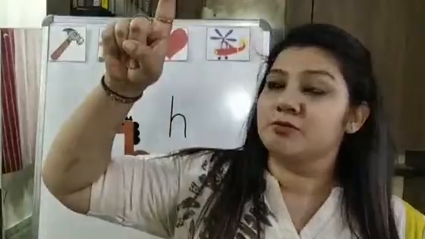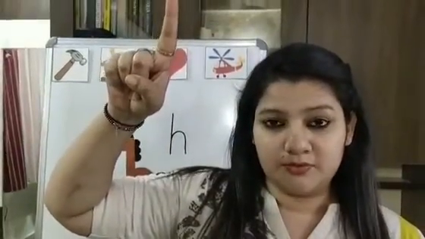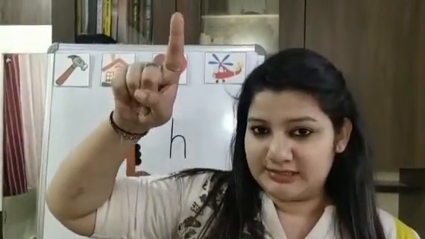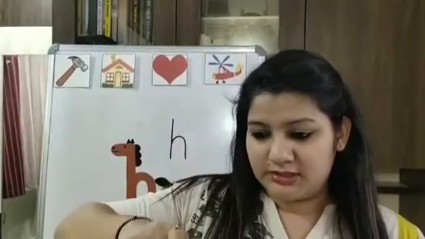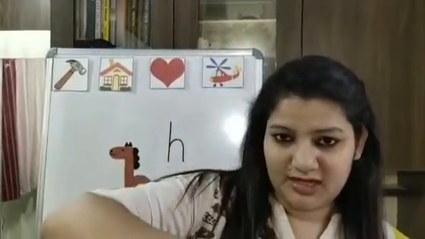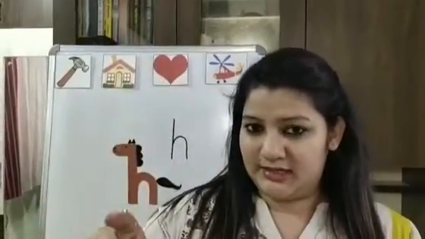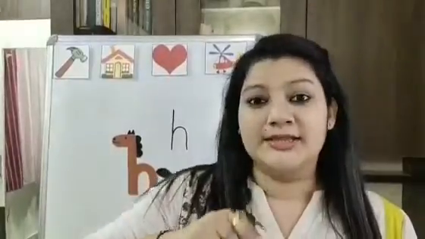Now we know how small letter H looks. Let's trace it in the air. Put your finger on the top, one finger only. Make a standing line down. Take it up again and make a curve and come down. Standing line, up, curve and down. This is how we make a small letter H.